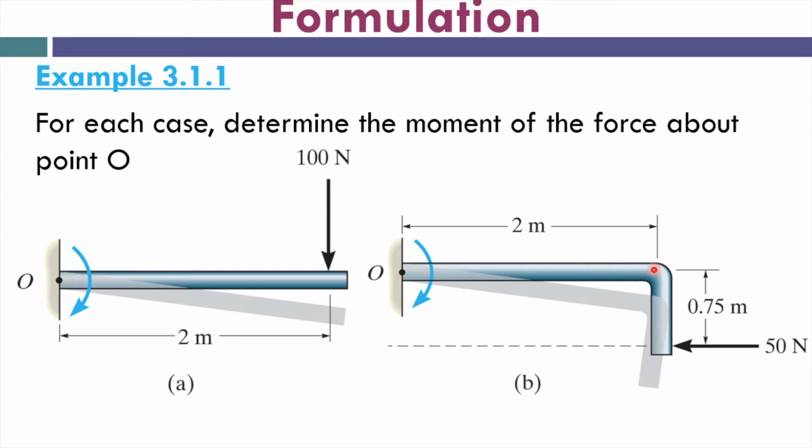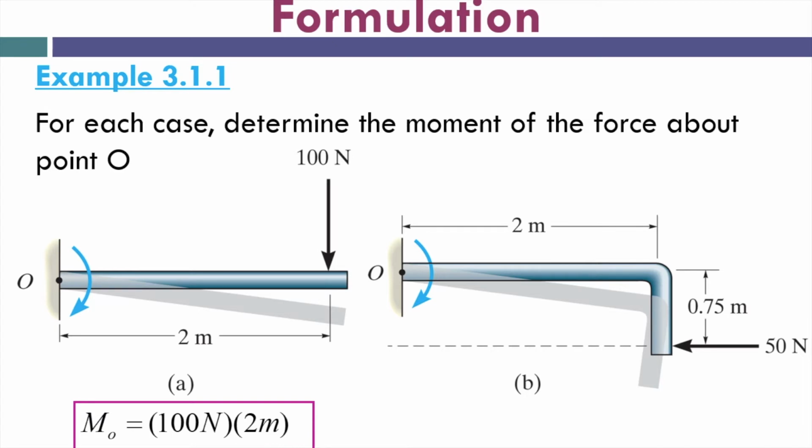this length is 2 meter, but the force is being applied here. Okay, around this area the force is being applied. So here the distance is 0.75 meter. Okay, for the calculation, MO equals F times D, F equals 100 Newton given here, and the distance is 2 meter. So the value will be 200 Newton meter clockwise.